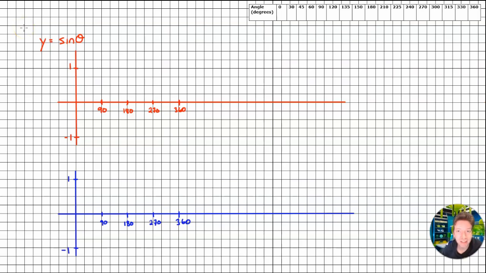The sine and cosine functions are extremely important periodic functions that we use in grade 11 math and onwards. So in this tutorial, I'm going to show you what they look like and what some of their key features are.